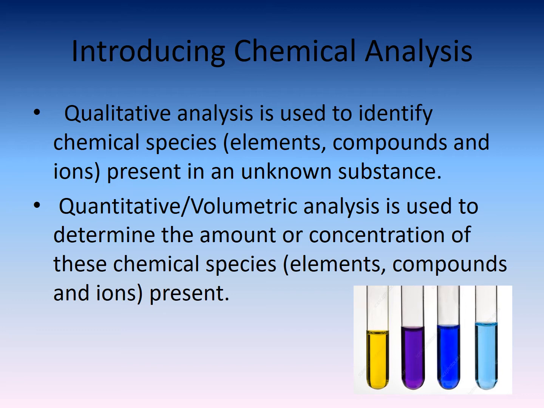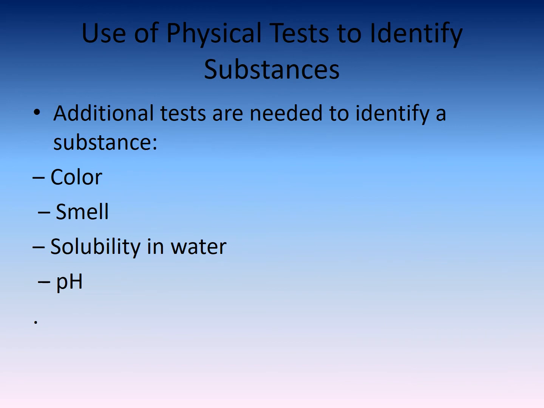Now, quantitative or volumetric analysis, which we have studied earlier, is also called the titration method. In the titration method, we find out the amount or concentration of an unknown chemical species. Now the next is the use of physical tests to identify a substance. Additional tests are needed to identify a substance, that is color, smell, solubility of the substance in water and pH of the solution.